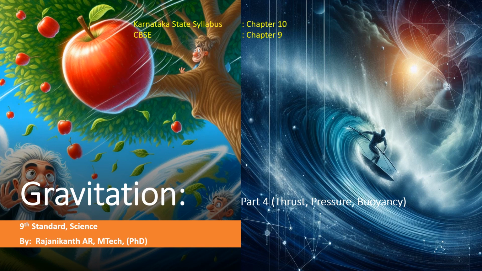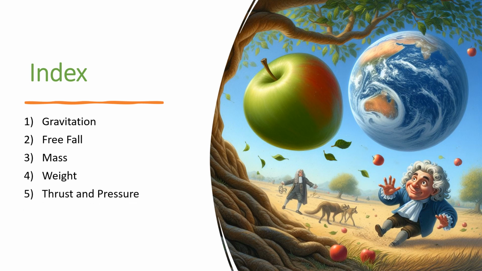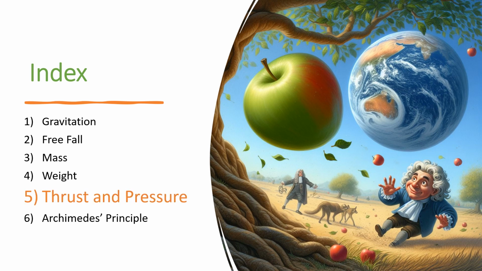By this time, you already know that, right? This Gravitation is chapter 9 in CBSE and chapter 10 in Karnataka State Syllabus. Let's look at the index again. So this chapter contains gravitation, free fall, mass, and weight. We covered gravitation, free fall, mass, and weight till now, right? So continuing this, we have thrust and pressure and Archimedes principle left out. In this session, let's focus on thrust and pressure.